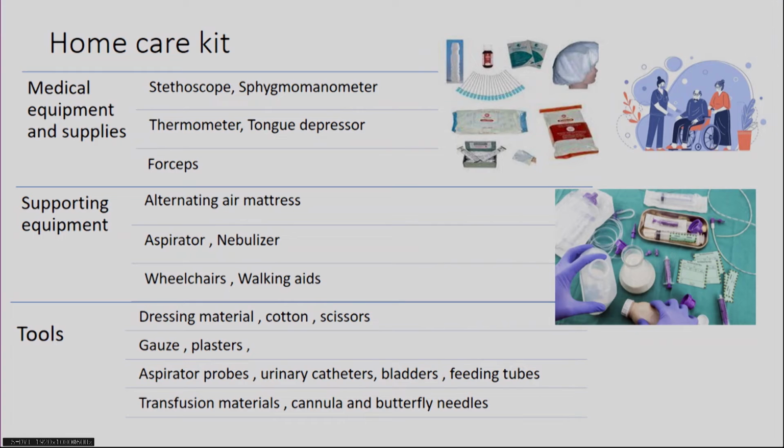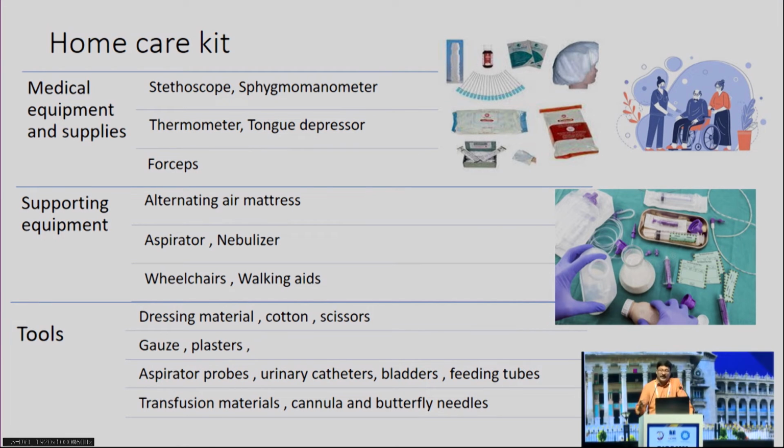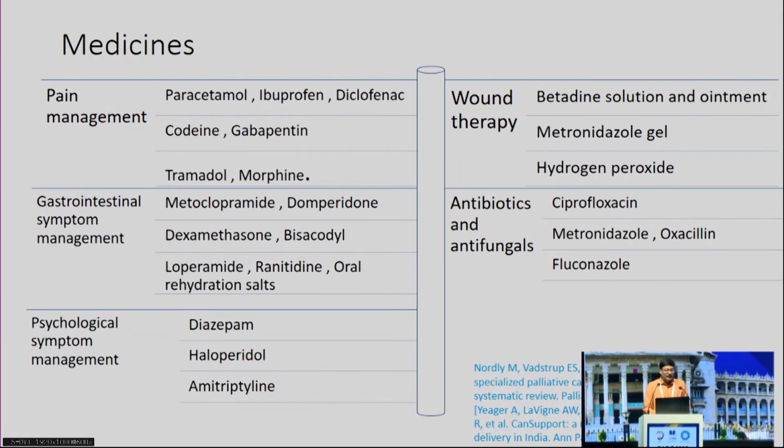This is the home care kit. Many home care service providers provide palliative care at home, and they should have a home care kit of stethoscope, BP apparatus, thermometer, tongue depressor, all the basic equipment. They should have tools for dressing and wound care. They need to keep some medications to control symptoms, like painkillers, antiemetics, some basic antibiotics, and sedative agents.